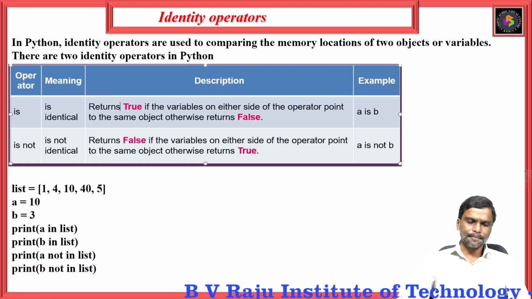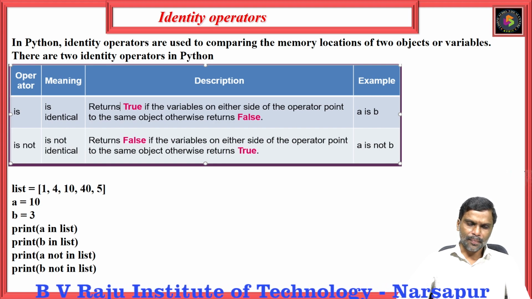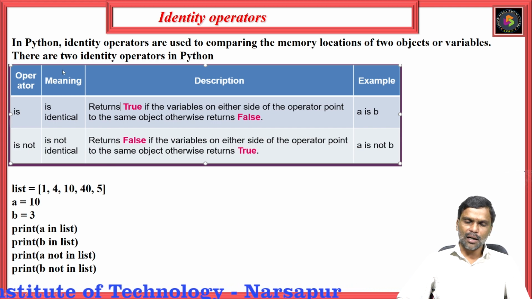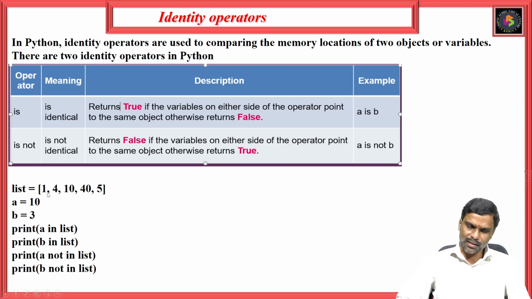So you can see here a list. I am taking a simple example, a simple program. The list contains 1, 4, 10, 50, 5. These are the elements. A is equal to 10, B is equal to 3. A is in list. Is it present? Is 10 present in this list? Yes. So you will be getting the true value. B is in list. B is equal to 3. Is it there in the list? No, 3 is not present. So you will be getting false here.